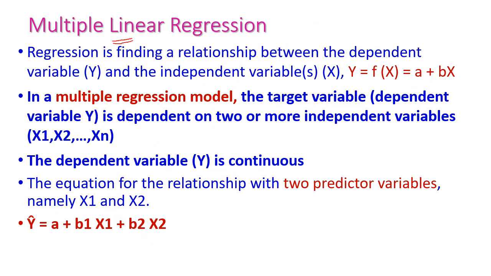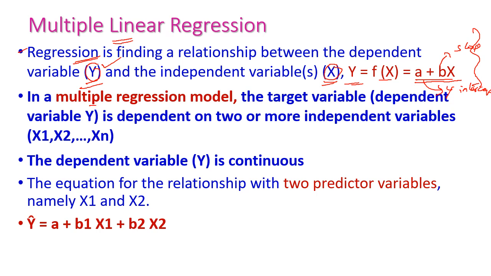Multiple linear regression. So we know already that regression is finding the relationship between two variables, that is the dependent variable y and the independent variable x. Based on the x value, we need to find the y value. So y equal to f of x, which is equal to a plus bx. Here we know that b is the slope and a is the y-intercept. These are the things we have seen already in our previous class itself.